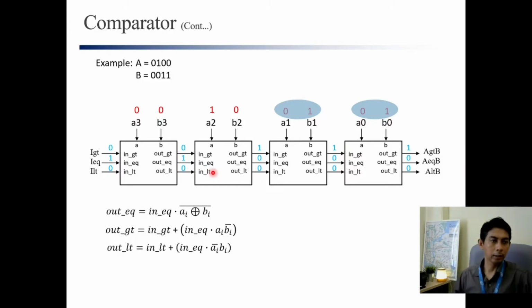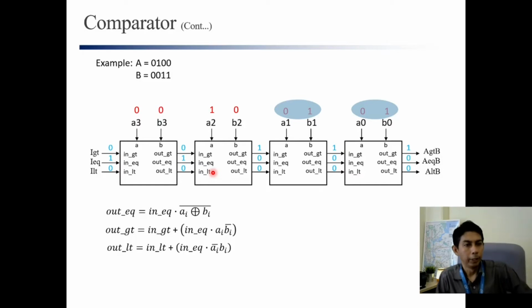This is a magnitude comparator, and this is not actually used in computers. In the computer we use the arithmetic comparator, but this is good for the idea of how the hardware compares a number. So later on we will learn how we design an arithmetic comparator.